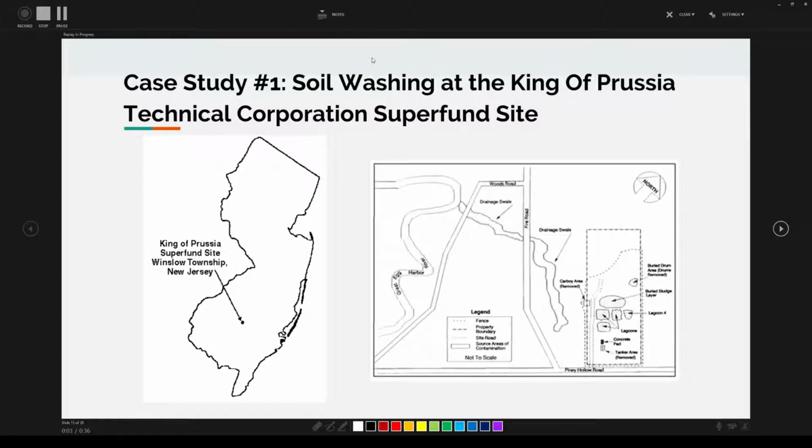The first case study that we'll talk about today is the soil washing at the King of Prussia Technical Corporation Superfund site. This is located in Winslow Township, Camden County, New Jersey. It is a 10-acre abandoned waste disposal and recycling facility, and as you can see from the figure on the right, the nearest residence is 1 mile northeast of the site. The nearest surface water body is the Great Egg Harbor River, which flows 1,000 feet southwest of the site.